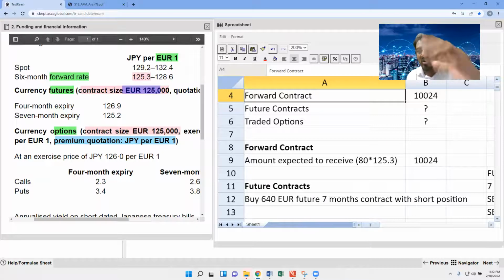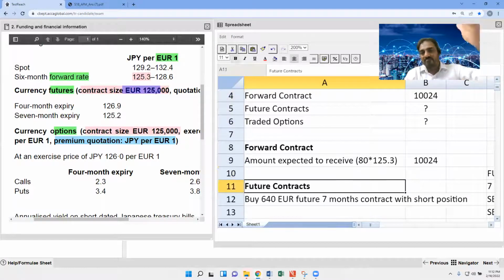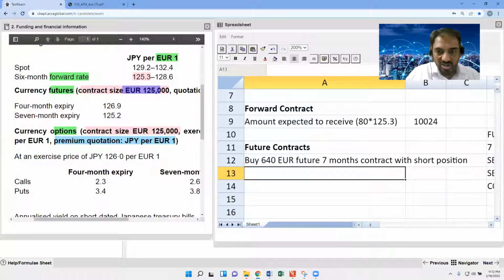Whenever you get stuck at any point in an AFM paper, apply this rule. Remember your Allah, God, and do your best. The examiner will never fail you if you attempt the hard part wrong, but the examiner will fail you if you attempt the easy part wrong by messing up the hard aspect. That is the meaning of keep moving. Okay. Buy 640 euro futures, 7 months contract, with short position. Number one.